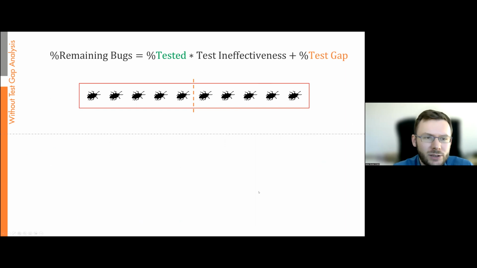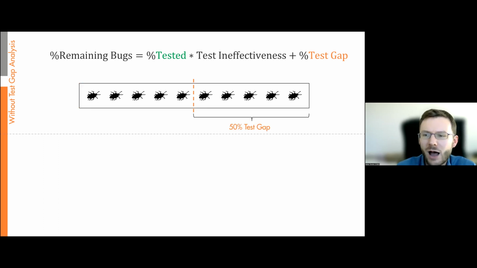Now, how do we approach this? What we know is that if we want to know how many bugs slip through our testing efforts and make it into production, then we have 2 parts of the system. Some of the code changes are being tested with the tests that we have, and some are not. And we know from the study that before MunichRE used test gap analysis, half of the code changes made it into production completely untested. And with that, of course, also all the bugs that were in those code changes.